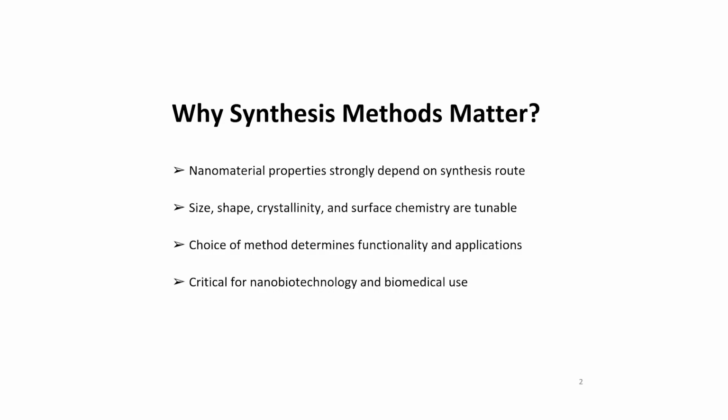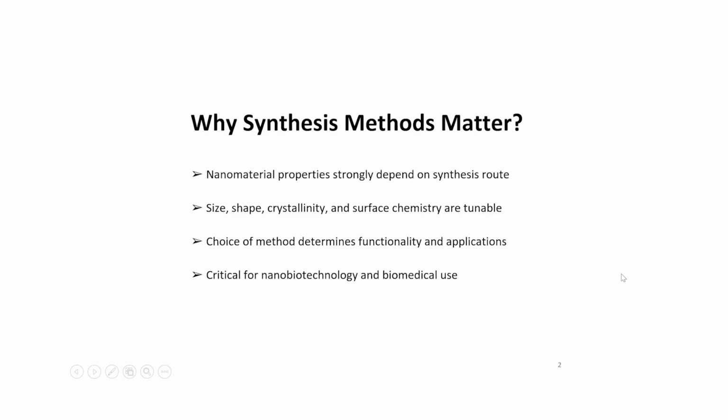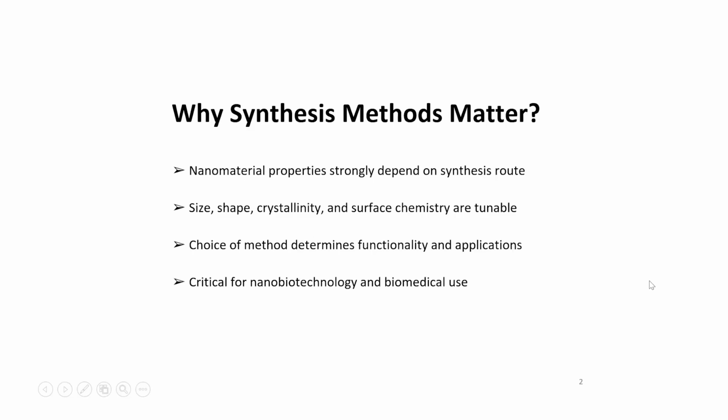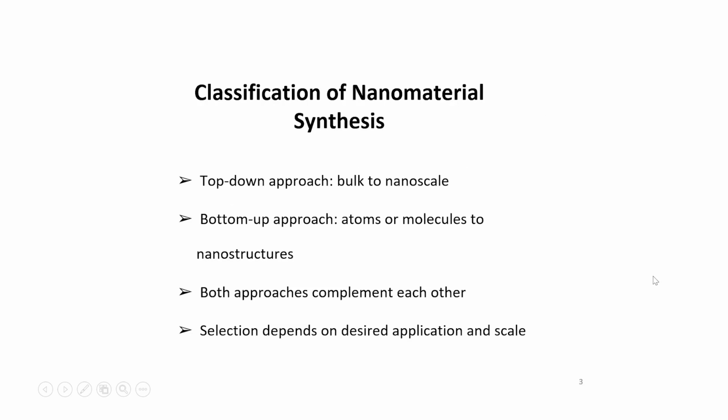Choosing the method also determines the function and applications of these nanomaterials. Choosing the right method also determines the cost and scalability of the material. Like if you want things to be cost effective, you are going to choose a particular method, or if you want a particular material on a particular scale, then you use a specific method for that. And it is very critical for nanobiotechnology and biomedical use. So methods are very important, whatever method you are choosing.